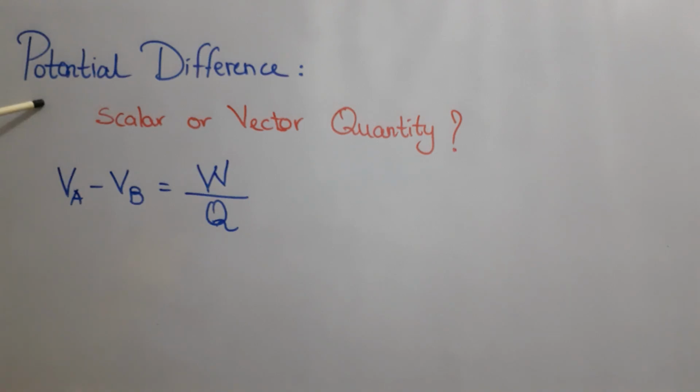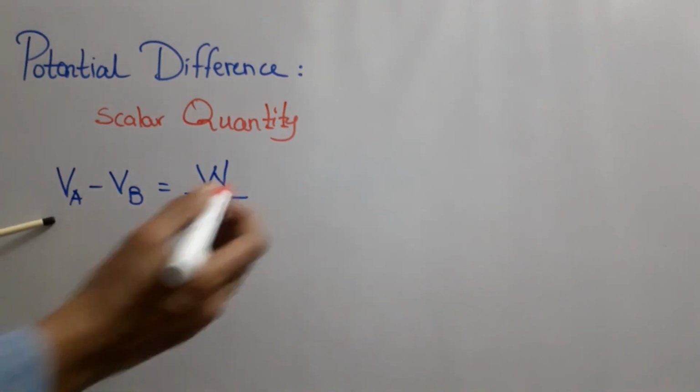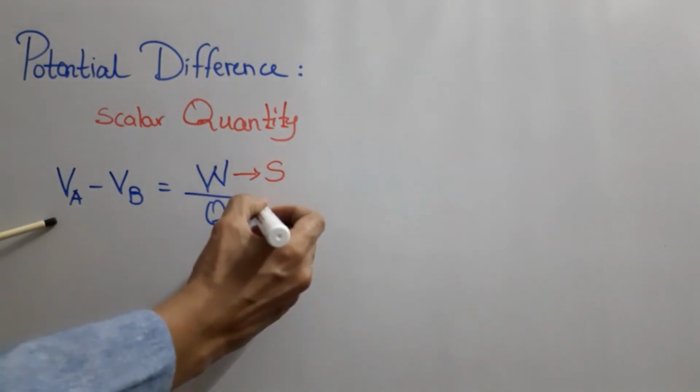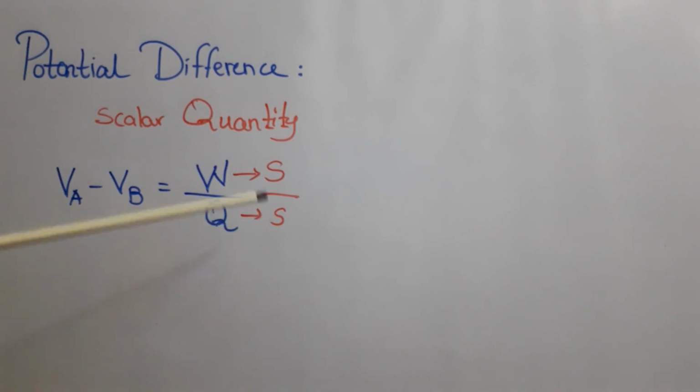Now the question is, is potential difference a scalar or a vector quantity? The answer is, it is a scalar quantity. The reason for that is, work is scalar, charge is scalar. So the ratio of two scalar quantities gives you a scalar quantity. So potential difference is a scalar quantity.